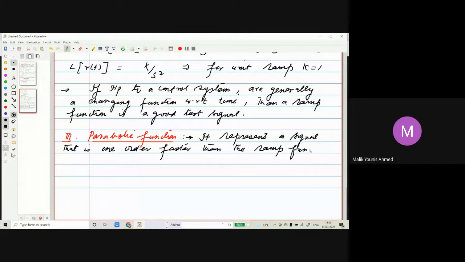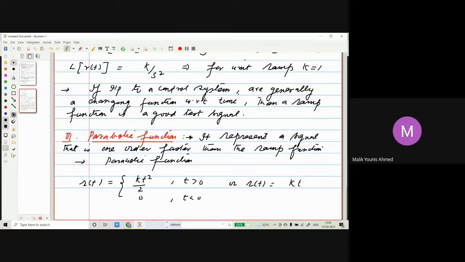That we already know, we have seen this in network analysis. Mathematically, the parabolic function can be written as, because it is one order faster as compared to ramp, k t square by 2. It is only valid for t greater than 0; for t less than 0, it will be 0. So here we can write r of t is k t square by 2 into u of t.